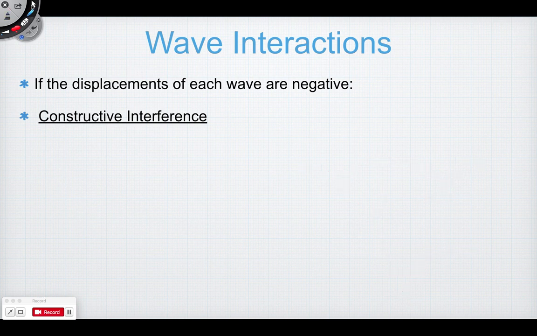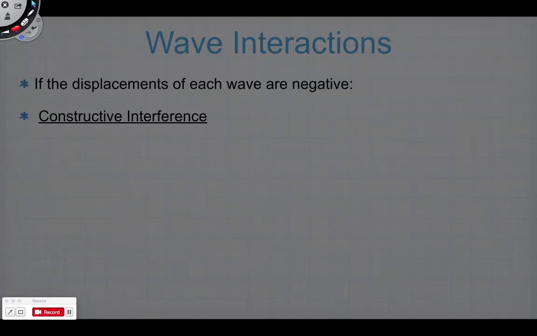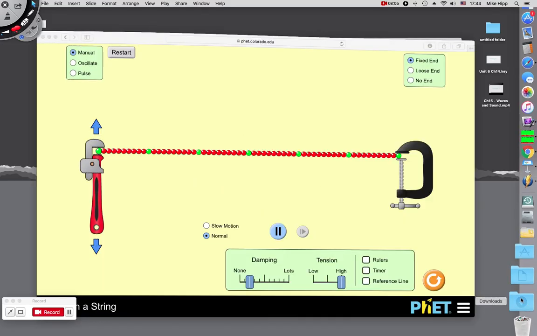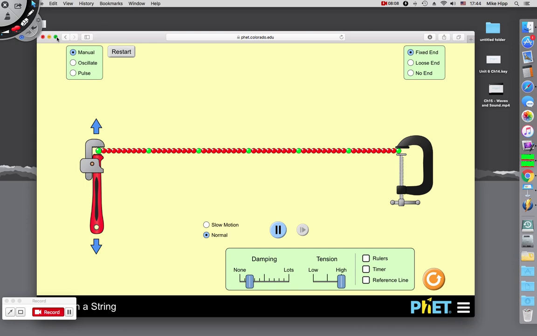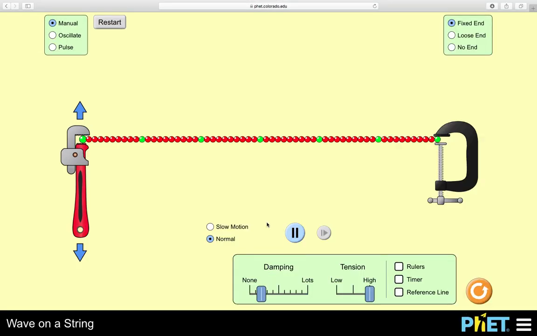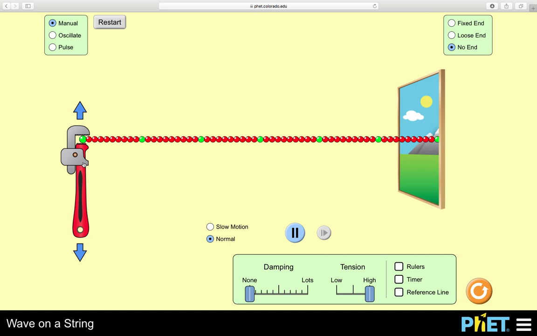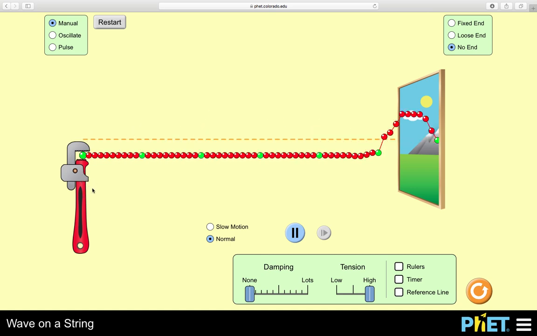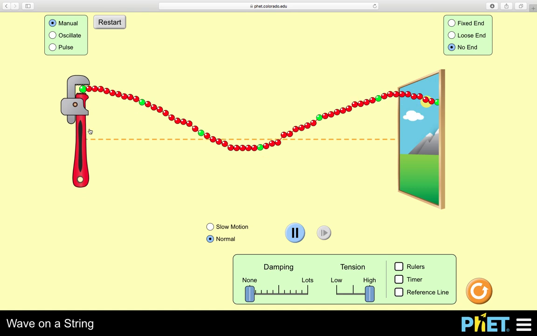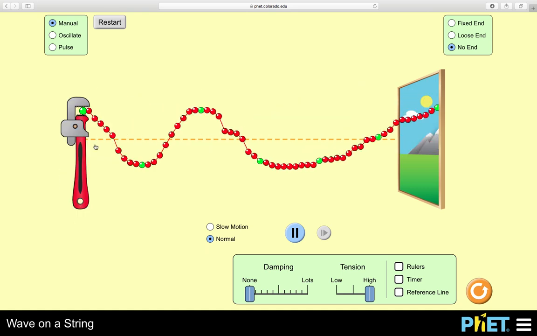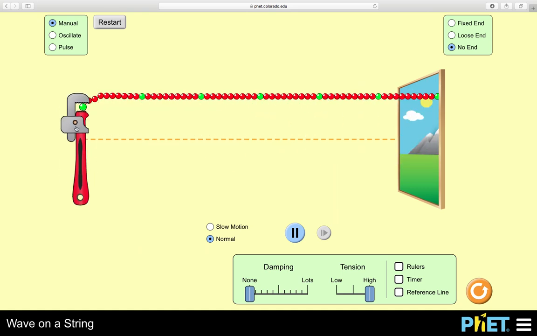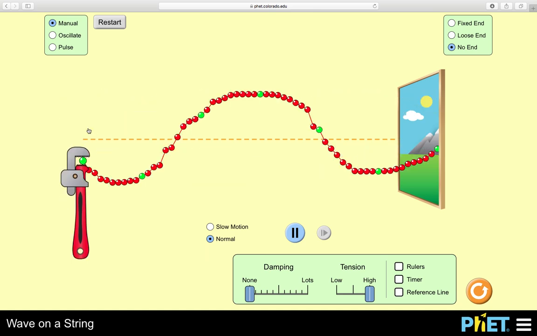So let's look at something kind of fun here. Got a little simulation, and let's go to our simulation. This is waves on a string, all right? It's on the PhET website. It's fun to play with if you ever want to. I'm going to turn off any kind of damping or loss of energy so we can see this a little bit better. Let's see. I'm going to go to a no end, so there's no end. I'm going to create a disturbance, and it makes a wave, okay? So not a real clean one, but again, it does make a wave like this.